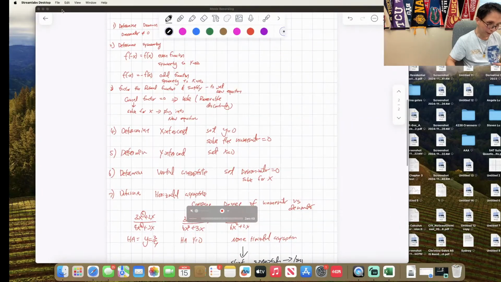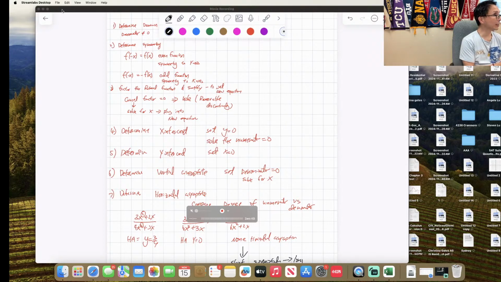So let's review everything. You can determine the domain by setting the denominator equal to 0. You can find out what the domain can equal. You can determine the symmetry by plugging in negative x and seeing what happens. You can factor out as much as you can. If something is canceling, guess what? That is going to be your hole.